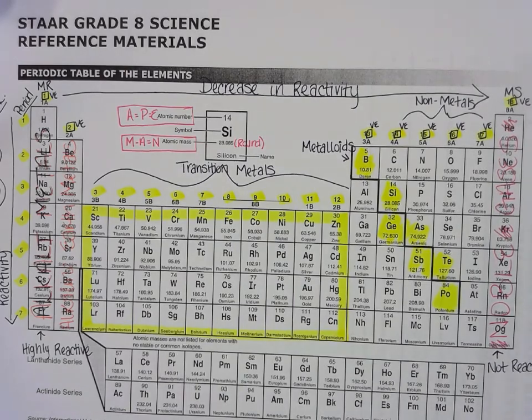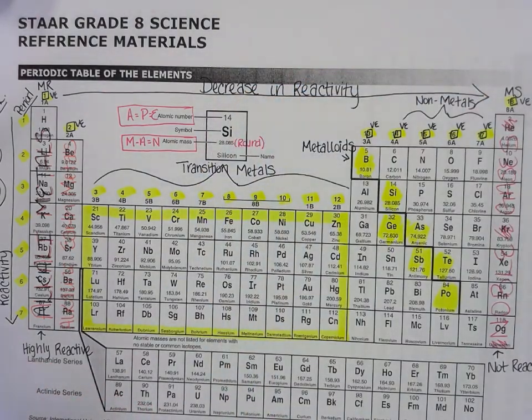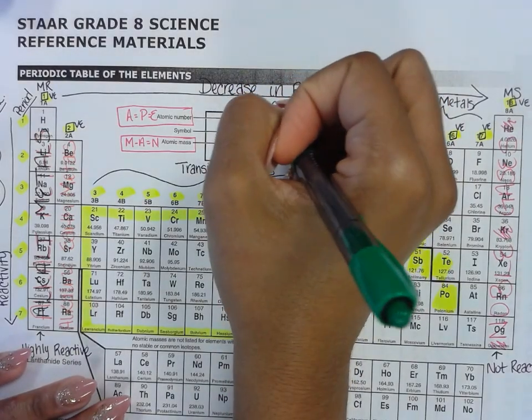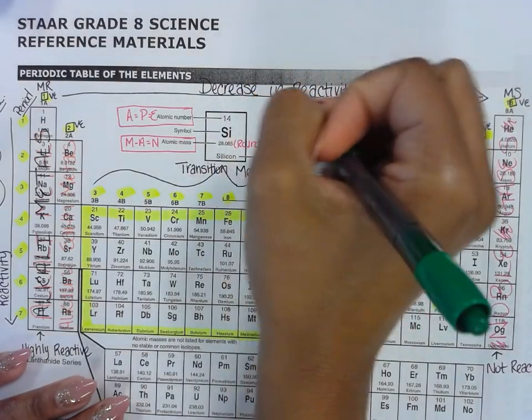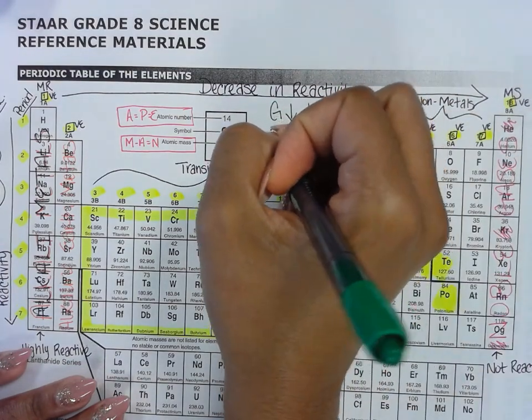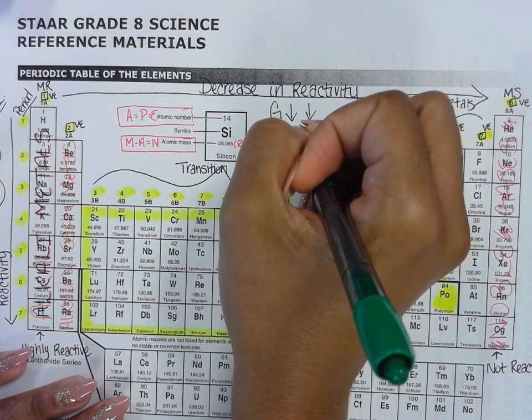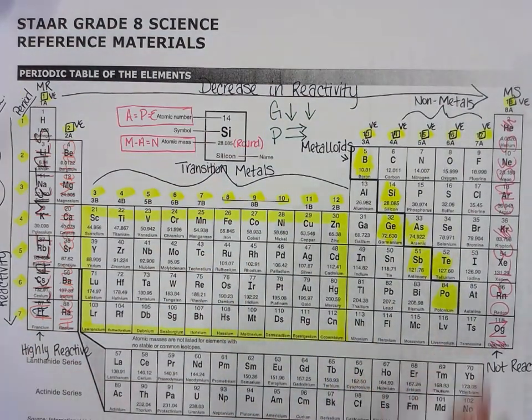Now, which way do groups travel? Groups travel this direction. Periods travel left to right. Remember, I'm dumping everything that I know.